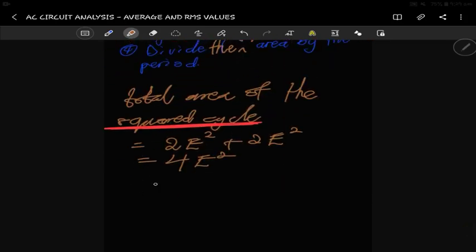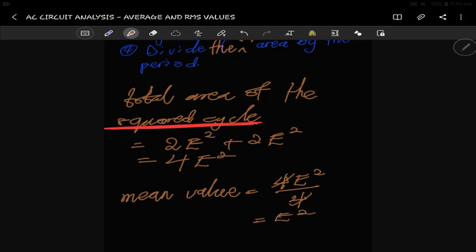So now we know the period is 4s. If we divide that, that will give us what we call the average, not the average value, just average. In fact, the better term for that is mean value. So the mean value will be this 4e squared that we found, all over the period, which is 4, and that gives us e squared, where e could be a value. It's not just a symbol.